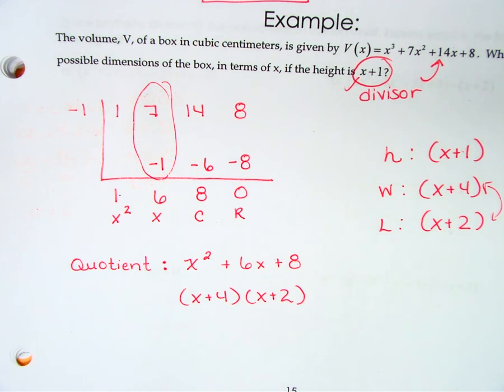FYI, when we go to graph these, where are my x-intercepts? Negative 1, negative 4, negative 2. Oh yeah, we're going to graph these.